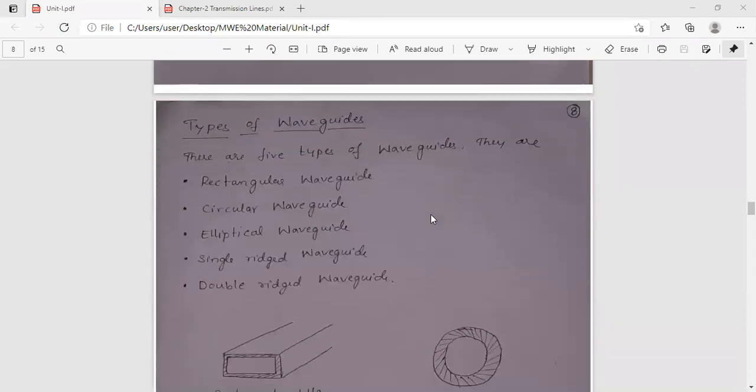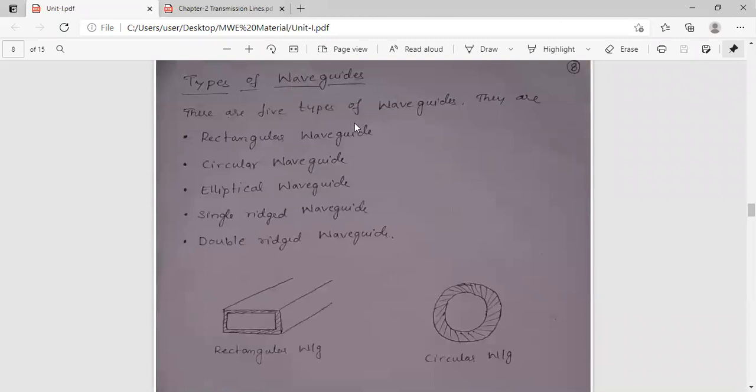And now coming to the types of waveguide, as I was saying, there are different types of waveguides. If the shape of the waveguide is rectangular, then it is called a rectangular waveguide. If the shape is circular, then it is a circular waveguide. If it is elliptical in nature, it is an elliptical waveguide. Then we'll see single ridged and double ridged. I'll be showing the diagram. So these are the first two basic ones. As I've said, the rectangular and the circular are very important waveguides, which are used very frequently. And among these two, the rectangular is more preferred.